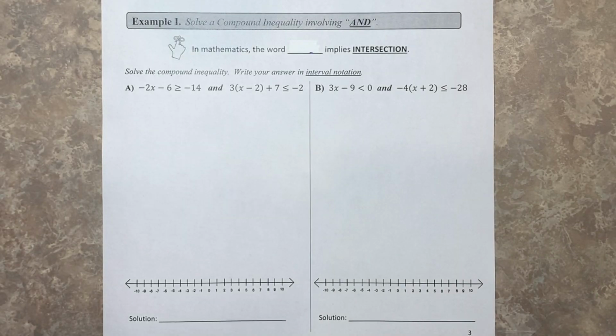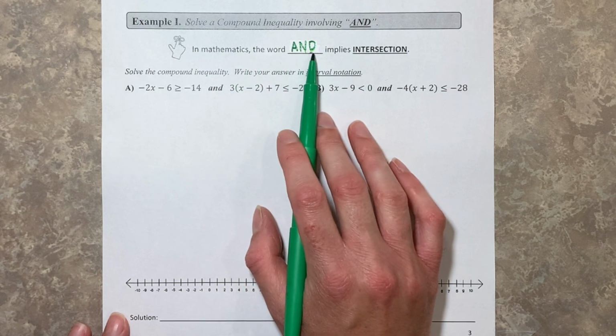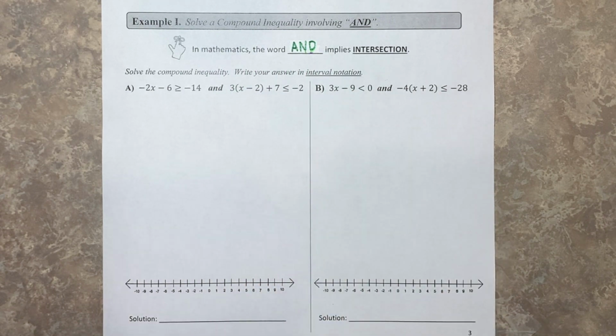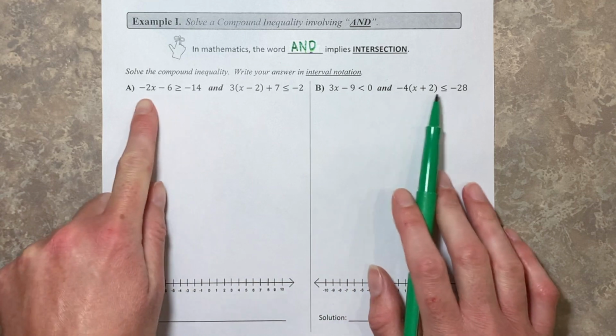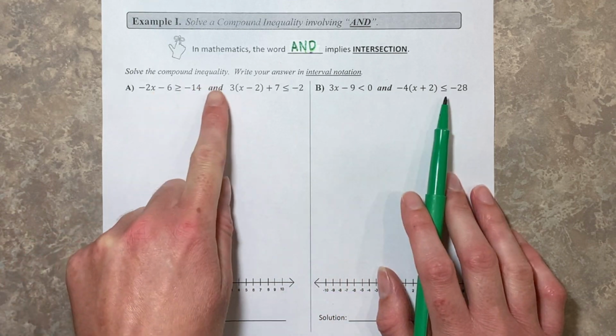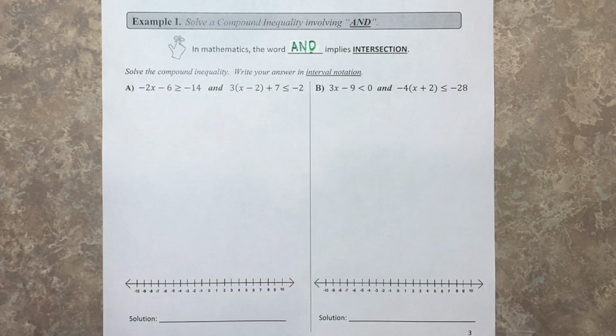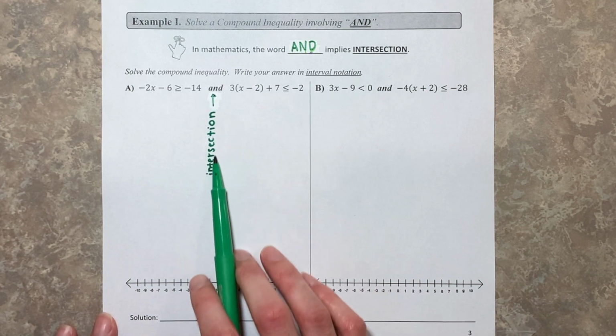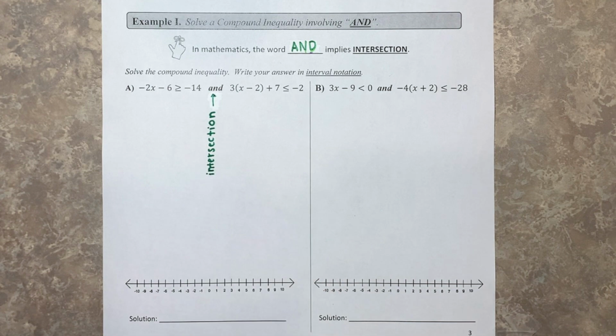On the first page, we learned that in mathematics, the word and implies intersection. So if you see a compound inequality, like you see here, joined by the word and, we know that we're looking for the intersection. So I've just written the word intersection here under and. Now to solve a compound inequality, we start by just solving each inequality separately.